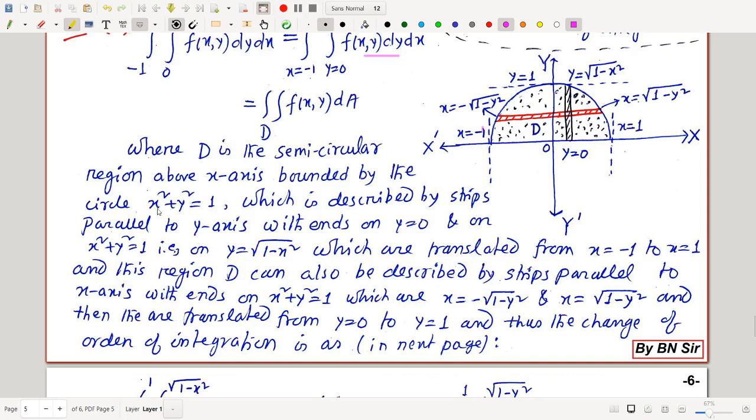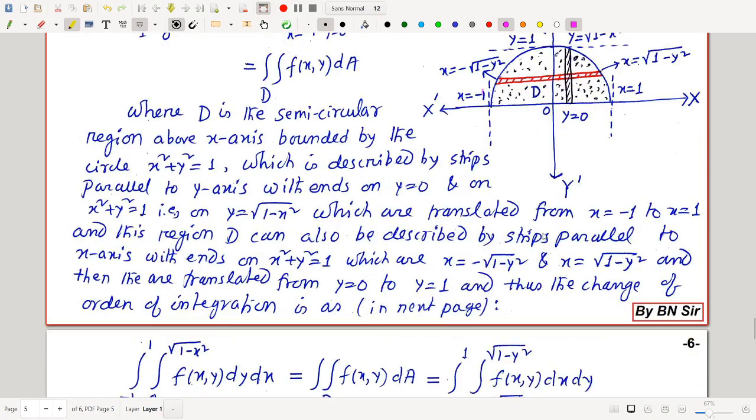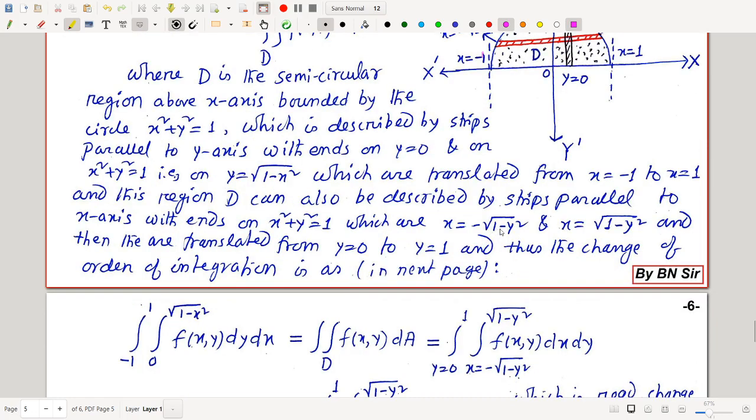So from this we get x square equal to 1 minus y square, so x equal to plus minus root over 1 minus y square. Minus will be on the left, plus will be on the right, meaning the values of x are minus root over 1 minus y square and root over 1 minus y square. So the endpoints of the horizontal strips are like that: x equal to minus root over 1 minus y square and x equal to root over 1 minus y square.